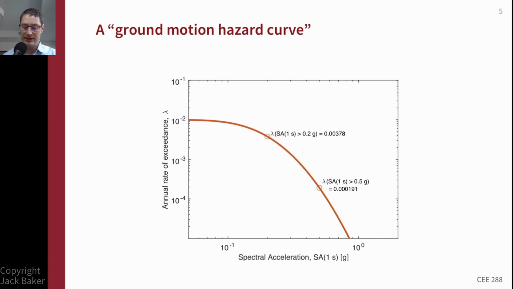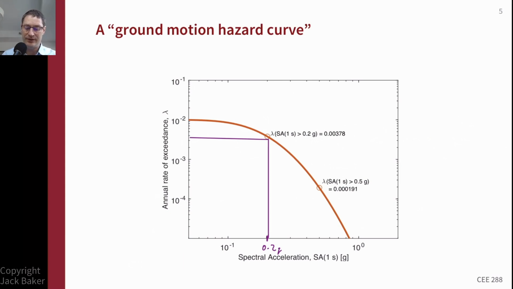All right, and we just did the calculation at 0.2 g, which is the x-axis on this plot here, spectral acceleration at 1 second. So we evaluated exceedances of 0.2 g, and we found 0.00378. If we plot that point here, it's going to show up somewhere around there, a little higher. That's pretty close. So we're going to get 0.00378 as our exceedance rate.